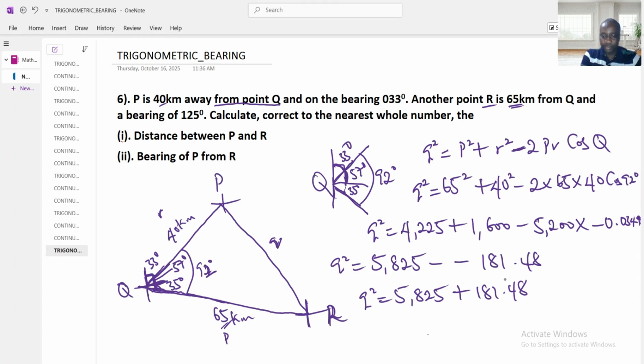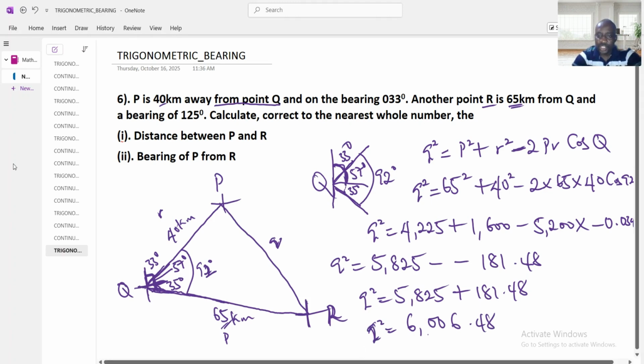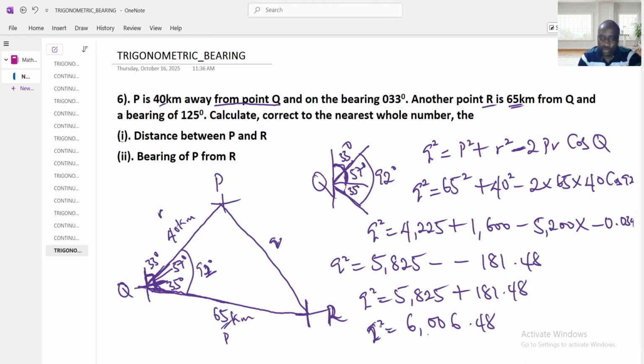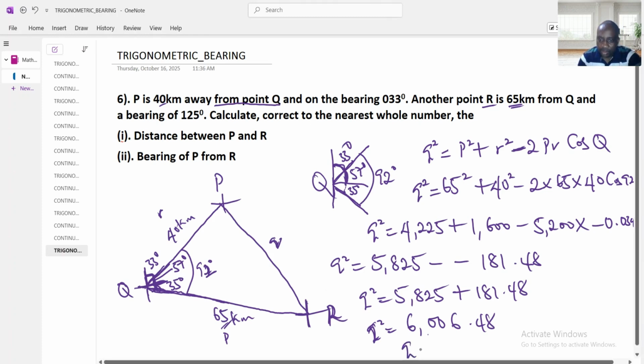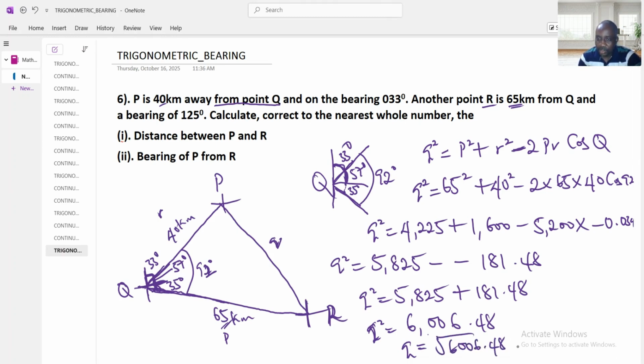Now, when we add this together, 5,825, it's going to give me 6,660.48. Now, we put the square root. What is the square root of this? We are going to move the square root of that Q on top of that. We're going to have 6,660.48. It's going to give us 77.5. Approximate to the nearest whole number. We're going to turn this 5 into 1 and add this to the 7. It's going to give us 78.